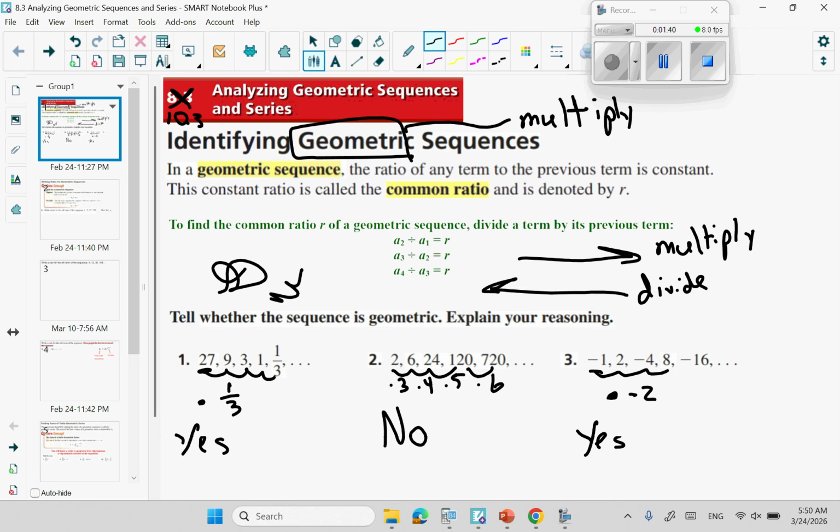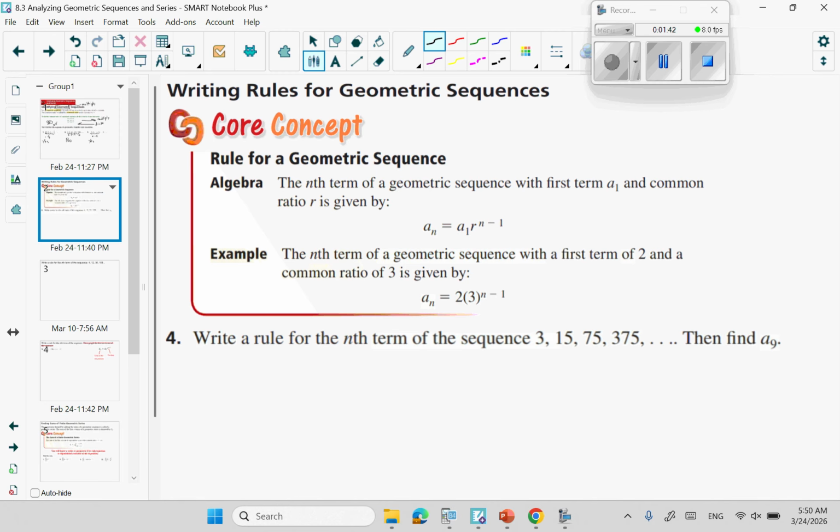Okay. Well, how do we frame these? Well, by the formula of a sub n equals a sub 1 times r to the n minus 1, where a sub 1, if you remember, is our first term, and r is our ratio, aka whatever we are multiplying by.